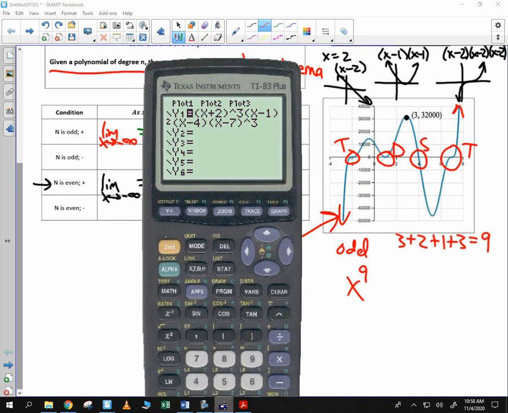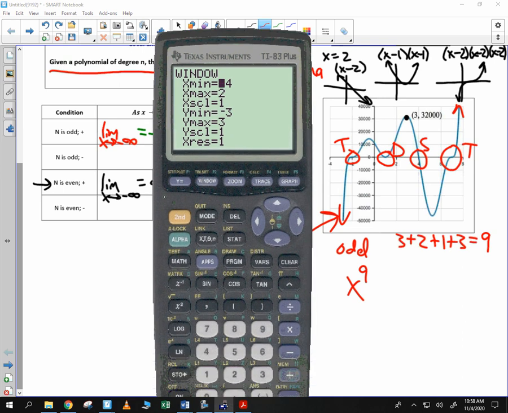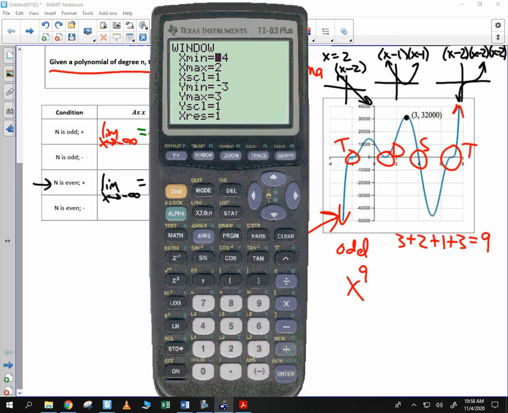If you look at your window here, look at my window, it looks like I go all the way down to -50,000 and all the way up to 40,000. My x min is -4, but my x max is 8, with tick marks every 2. My y min, we said, is -50,000, and my y max is 40,000.